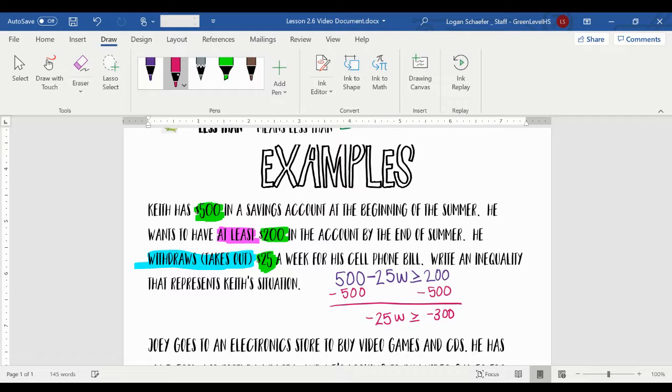And I'm glad we're doing this problem because when I divide by negative 25, I have to flip my sign right there. All right, so my final answer would be W is less than or equal to 12. So it's going to take approximately 12 weeks or less to keep $200 in there. If we go over 12 weeks, then we're going to end up with less than $200 in the account, and we want to keep at least $200 in the account.